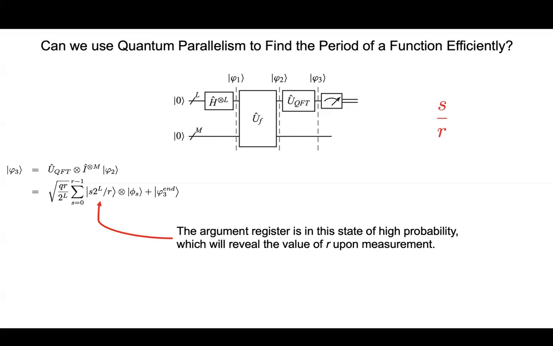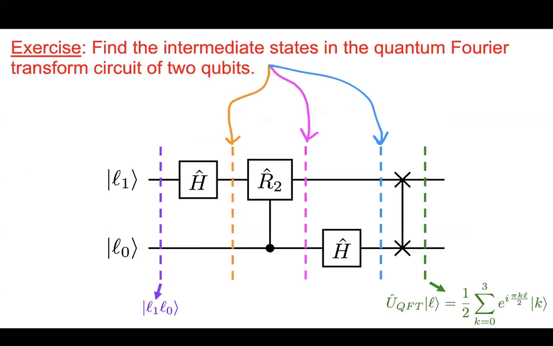This is like how Millikan determined what the charge of the electron is in his oil experiment. He found that all the negative charges in the experiment were whole number multiples of the same negative charge. As an exercise, go back to the quantum Fourier transform circuit for 2 qubits and work out the 3 intermediate middle states.